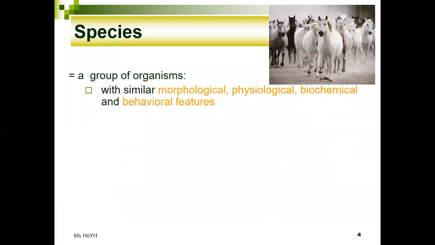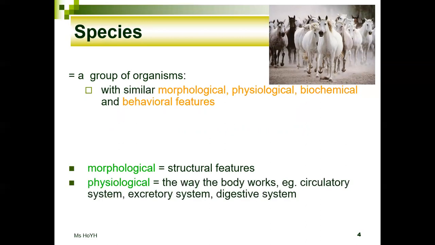Okay. So what is species? Because we said new species can arise. So what is species? Species is a group of organisms with similar morphologies. You see all the horses here, they look the same, right? Okay. So they have similar morphological, physiological, biochemical, and behavioral features. Morphological means structural features. Got 2 eyes, 2 ears, the shape of ears like this, the size like this, orientations like this. Okay. So this is called morphology.